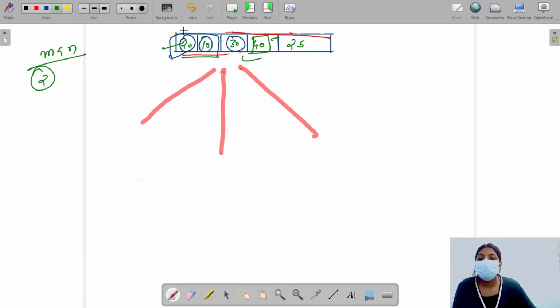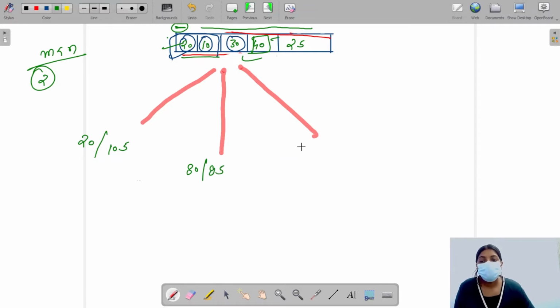To my first student, I allocate the first book, and then all the other books are read by my second student. So the maximum load on the second student is going to be 10 plus 30, that is 40, plus 40, 80, plus 25, 105. Okay. Another allocation can be that my first student reads the first and second book. So my loads will be 30 and 95.